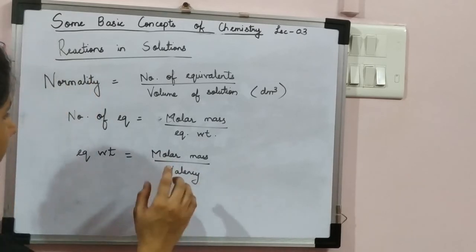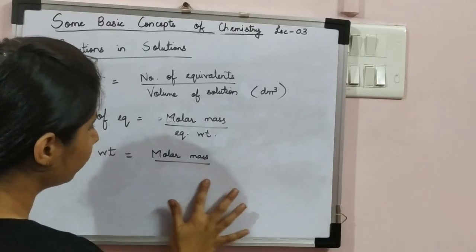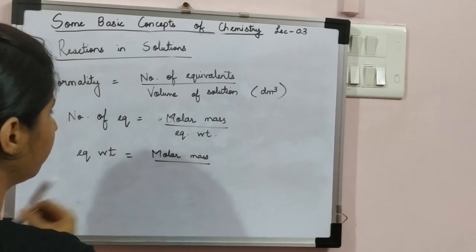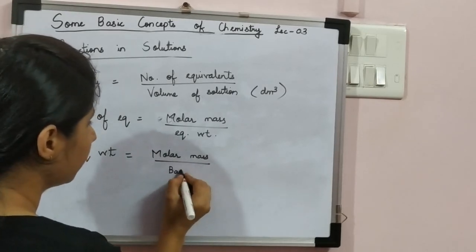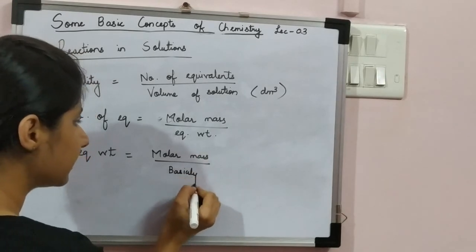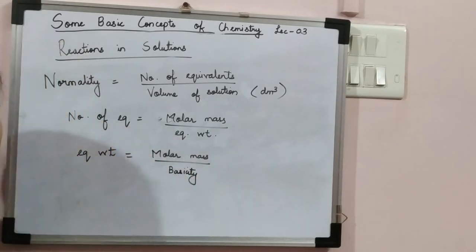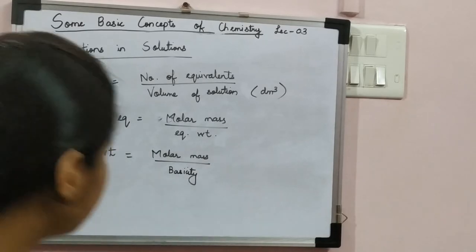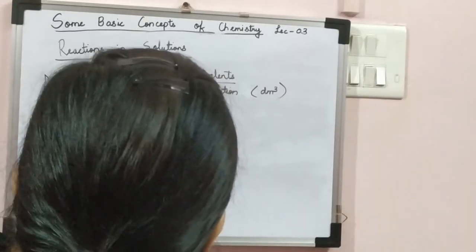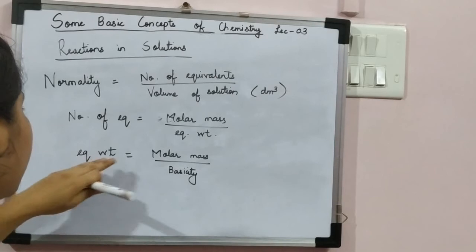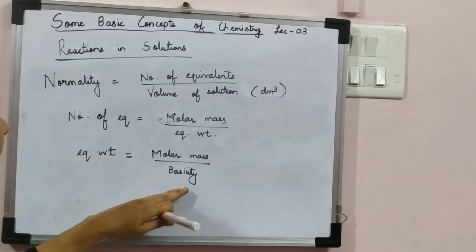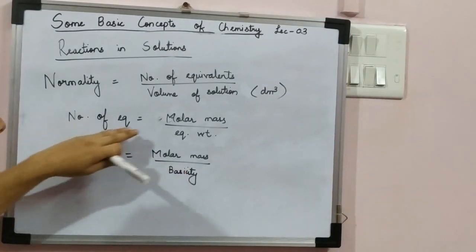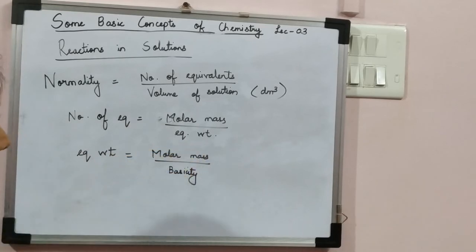So let's say I take the equivalent weight of an acid. It would be molar mass upon basicity. So this basicity or acidity which I am writing in the denominator is equal to number of equivalents, right? So this is what I am calculating. If I take basicity onto this side, what will it come out to be? Molar mass upon equivalent weight. So basicity or number of equivalents is molar mass upon equivalent weight.